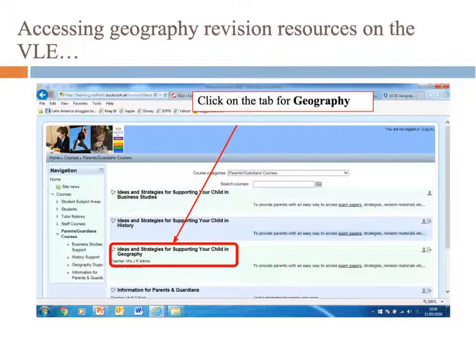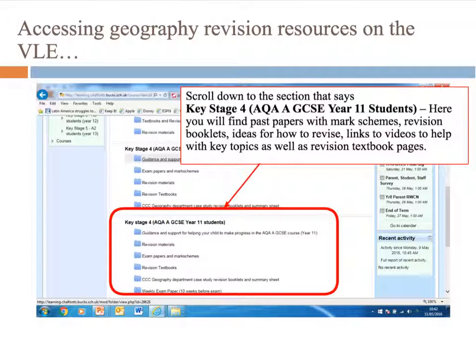On this page, you then need to click on the tab for Geography, which is Ideas and Strategies for Supporting Your Child in Geography. Then you need to scroll down to Key Stage 4 AQA GCSE Year 11 students, and here you'll find folders with revision materials, exam papers and mark schemes, scans of the revision textbooks, case study booklets that the department put together, the weekly exam question that your child has been doing in school, as well as all the mark schemes for it. There is also a document detailing different revision videos that have been put together, from BBC Bitesize to Mrs. Dunlop's YouTube channel, to bite-sized videos, etc. So a whole host of resources that if your child is saying that they don't know where things are, this is where it is.